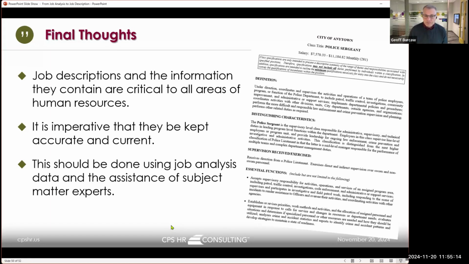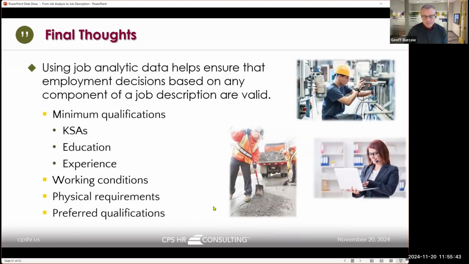And also, I mentioned this earlier, but you should also use subject matter experts when you're doing this. So identifying which tasks are going to make up your essential functions and identifying which KSAs are going to be considered minimum qualifications versus desired. What I'm showing you here is a really great starting point, but then do use subject matter experts and get their opinion on all of that.